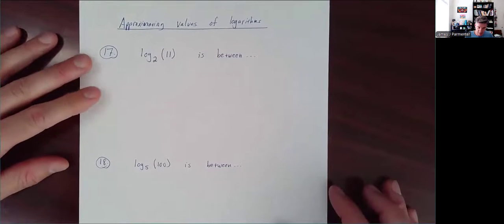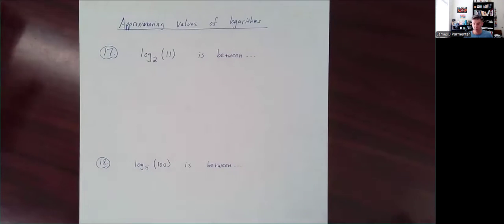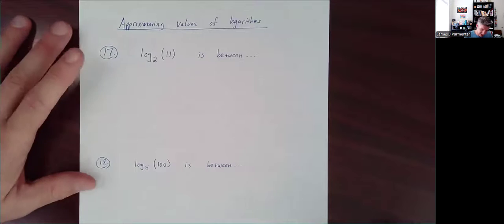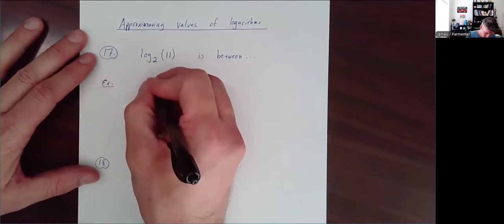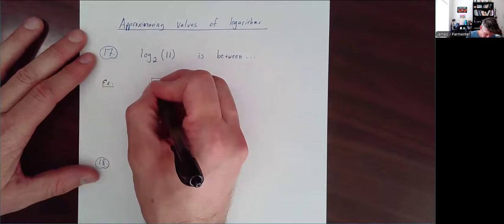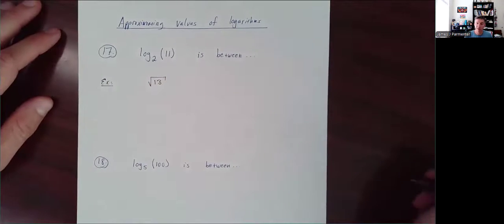Lastly, good to know how to approximate values of logarithms, specifically what numbers they're between. So this is kind of similar to saying, if I said, for a different example, the square root of 13. What two numbers is that between?